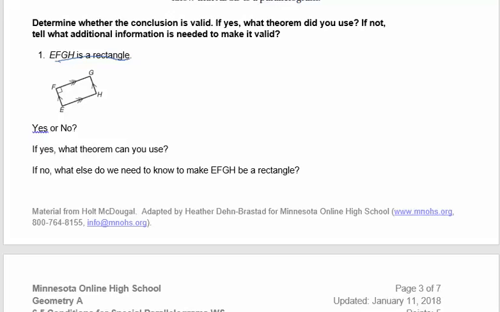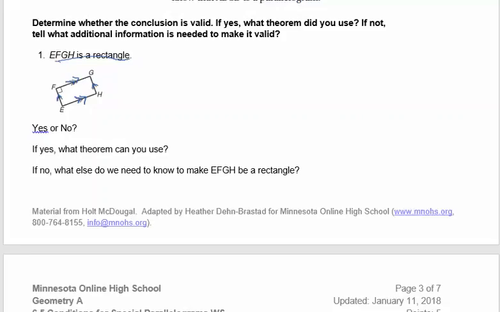Well, let's look at what we're given. We're given that FE is parallel to GH. That's what these little arrow marks mean. And that is telling us that we do have a parallelogram by definition. Definition of parallelogram is opposite sides are parallel. And we are also given that we have one right angle.